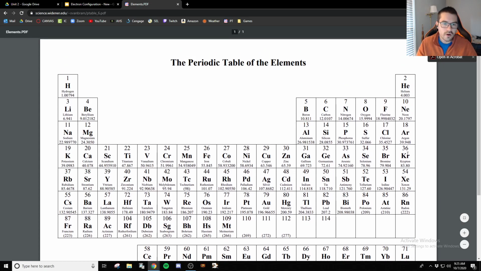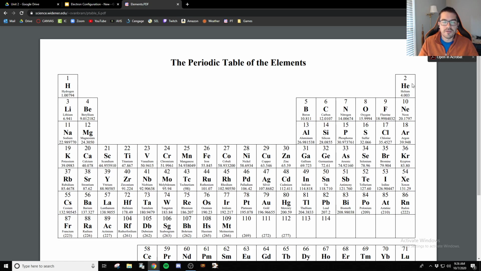So what are the noble gases? I believe we've probably referenced this before in class, but just in case we haven't, noble gases are these elements over here in group 18 or column 18 on the periodic table. That would be helium, neon, argon, krypton, xenon, and radon. So these are the noble gas elements.